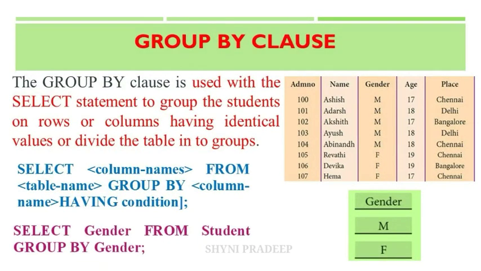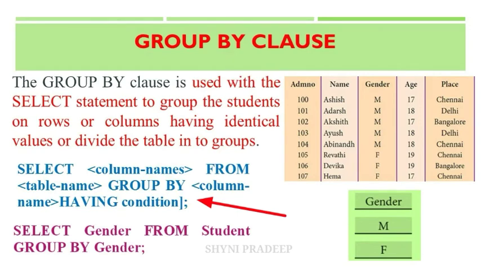Next keyword is group by clause. The group by clause is used with the select statement to group the students on rows or columns having identical values, or divide the table into groups. For example, if you want to know the number of male students or female students of a class, the group by clause may be used. Okay.